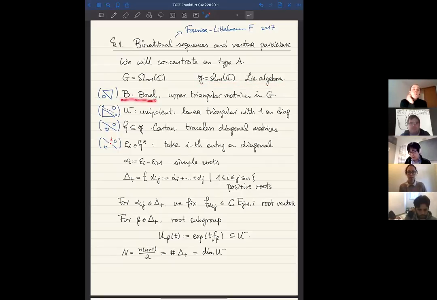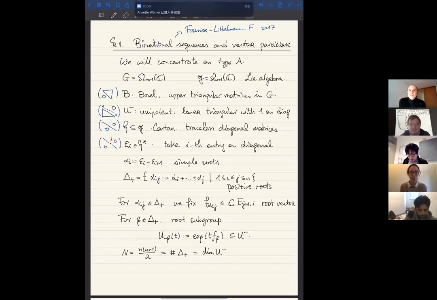And I fix my favorite Borel, which is the upper triangular matrices in SL_n. And then I fix my unipotent lower triangular matrices with 1 on the diagonal. You just enjoy this picture. You don't really need to read the thing. And then I fix in the Lie algebra my favorite Cartan, which is given by the diagonal matrices whose sum is 0. And then I will define this epsilon_i in the dual space of these diagonals, which are exactly taking the ith entry of the diagonal.